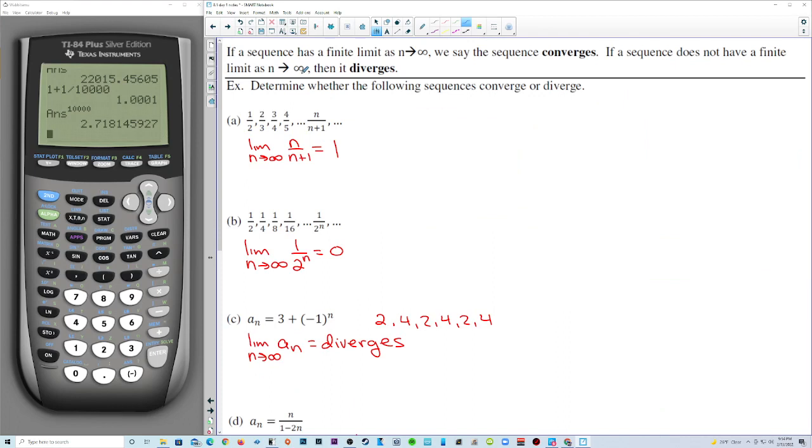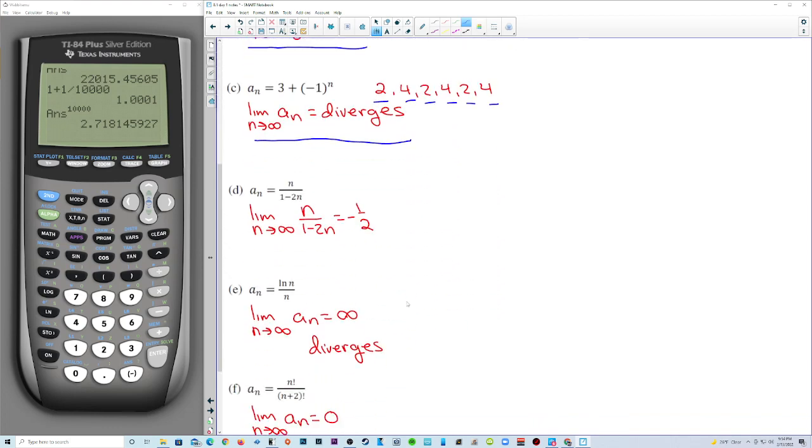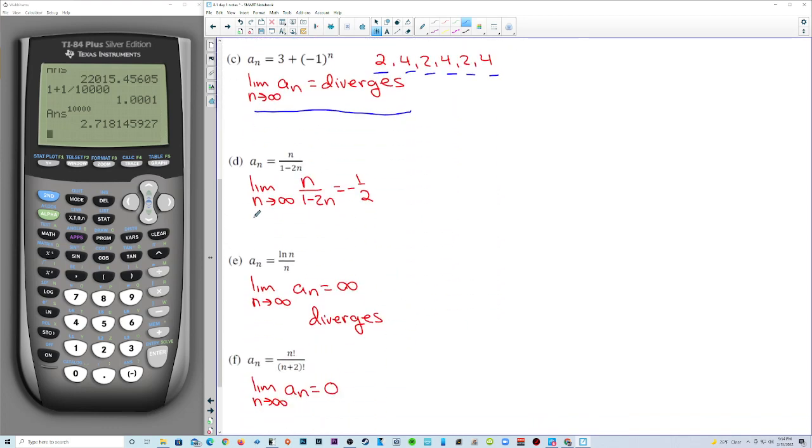Well, we were really supposed to do that just with the graphs. We're supposed to investigate the graphs and see what's going on. So this one's really about the limits. The limit is 1 on this one, the limit is 0 on this one. This one diverges by oscillation because we can see it goes 2, 4, 2, 4, 2, 4.